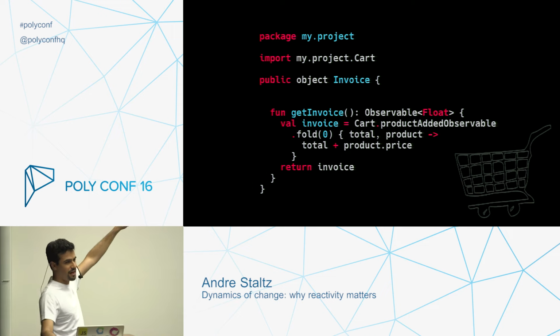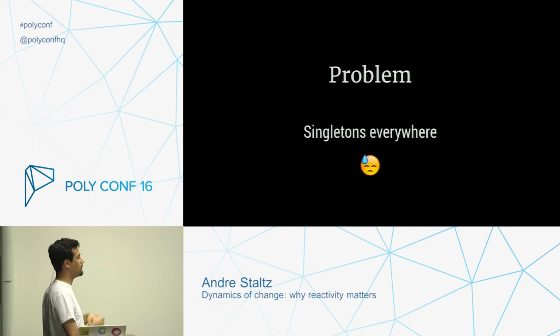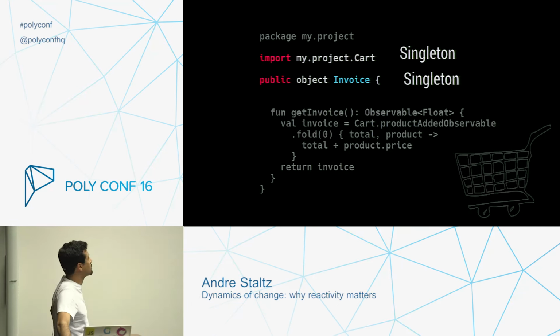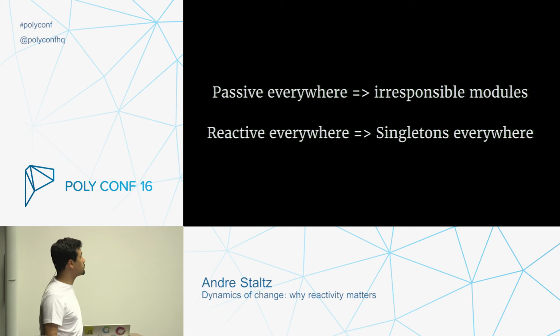But the problem that you haven't seen is that there are singletons everywhere. Oh my God, what are we doing? Here we import the cart singleton, and we define the singleton invoice. And singletons are not good. If we do reactive everywhere, we get singletons everywhere. And if we do passive everywhere, we get irresponsible modules. With singletons, you really don't have reusable code because it's statically importing some specific thing.